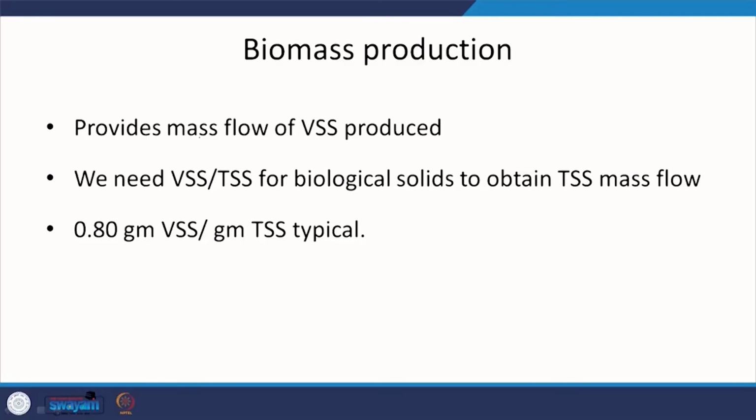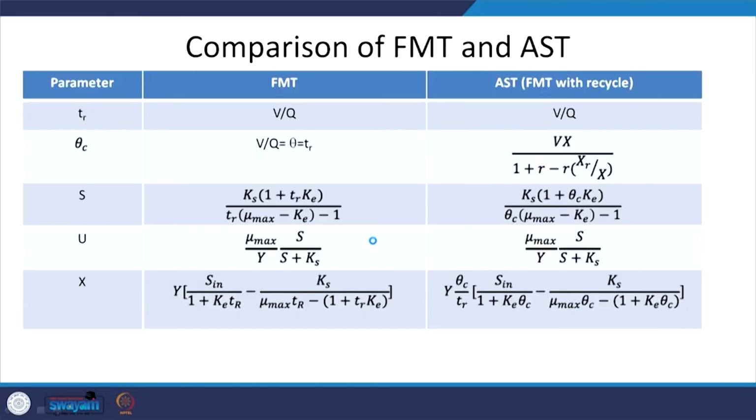I have one other aspect. It gives you the mass flow of the biomass, or volatile suspended solids, produced. We need this VSS by TSS for biological solids to obtain the TSS mass flow. Again, around 0.8 grams of VSS per gram of TSS seems to be typical, let us say.